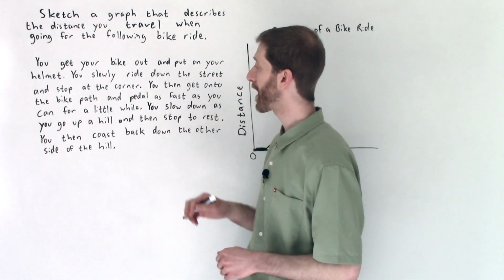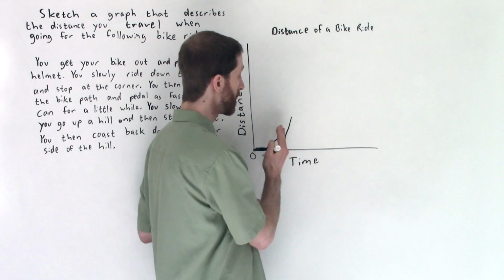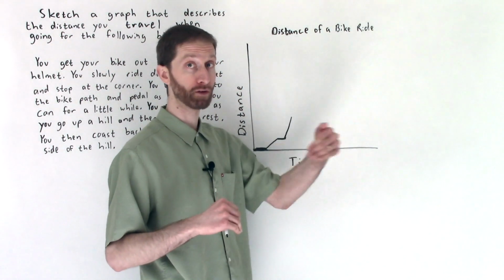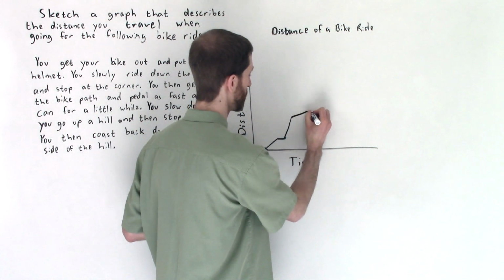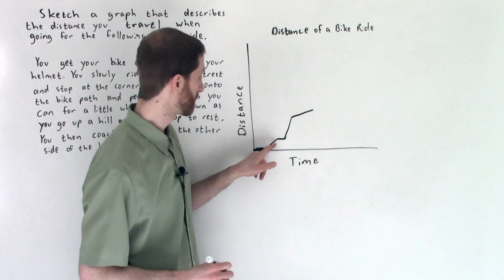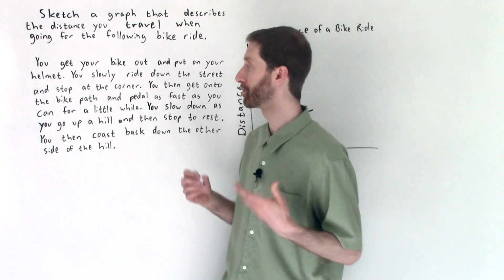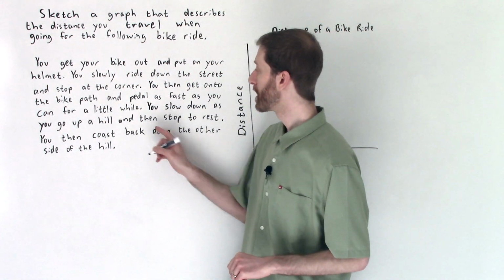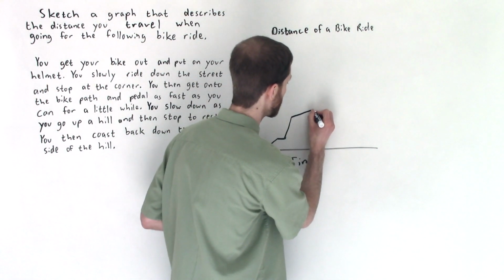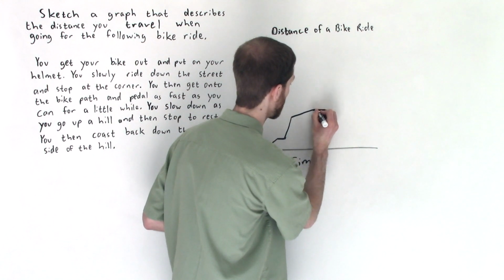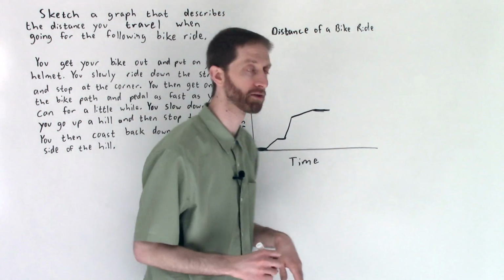You slow down as you go up a hill. Okay, so we're going to slow down, which means, again, as time goes on, we're still moving forwards, we're still gaining distance, but nowhere near as fast. So we're going up a hill, so maybe something like that. Maybe it's not even as steep as here. Who knows? And that's the part that might bug you. We don't know. It's a rough sketch. And then we stop to rest at the top of the hill. So at this point, we have a nice flat horizontal line like that. So we have a little bit of steepness and then a nice horizontal line right there.